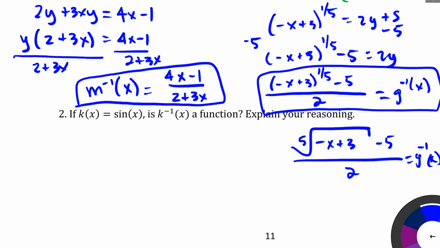Also, I probably wouldn't put the minus 5 there. I'd probably put it out front. But either way, it is correct.